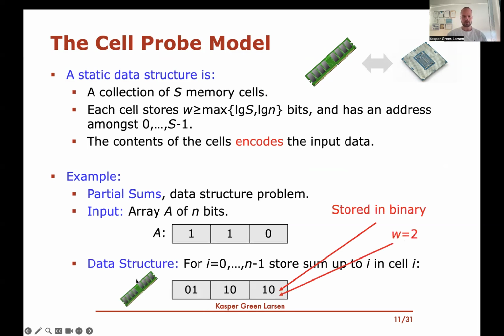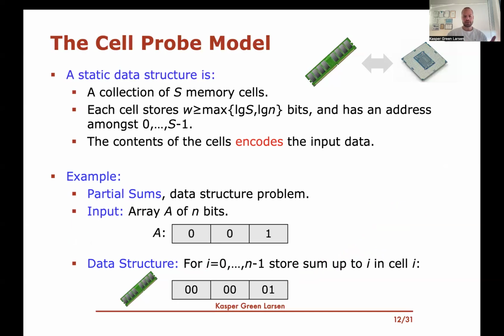This would be a memory representation of this array with a word size of 2 bits per memory cell. And the space usage here, the number of cells that we are storing, is 3. If the array looked like this, 0, 0, and 1, then the data structure we would have built with all the prefix sums would be 0, 0, and 1. If the array looked like 1, 0, 1, we would store 0, 1, 0, 1, the numbers 1 and 1 and 2 here.